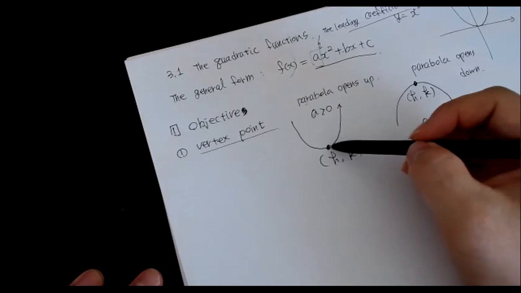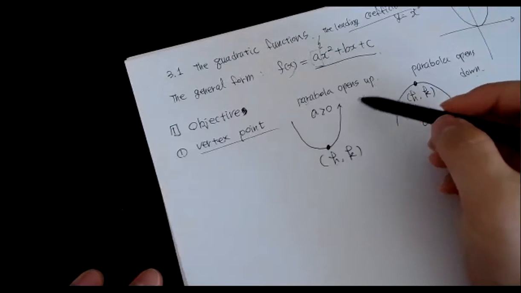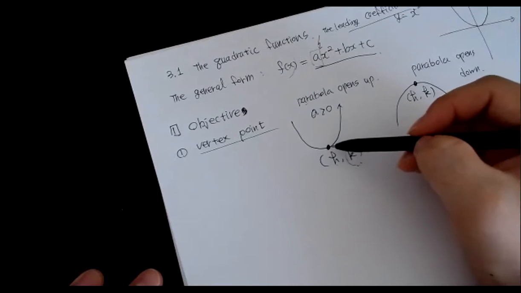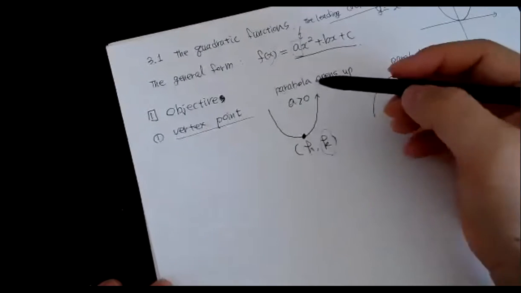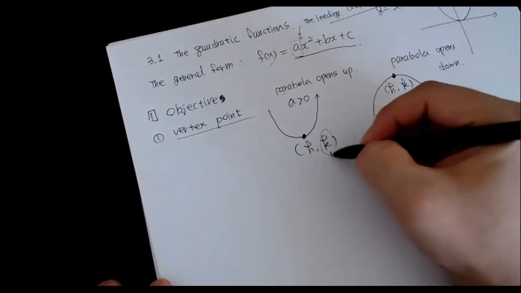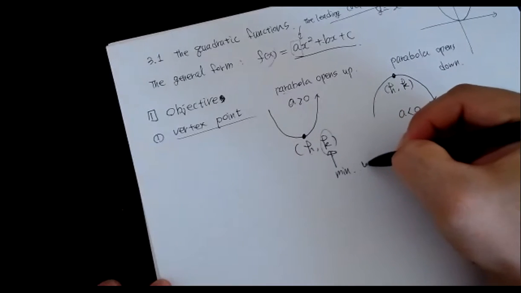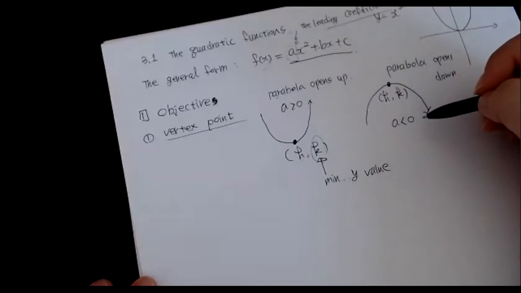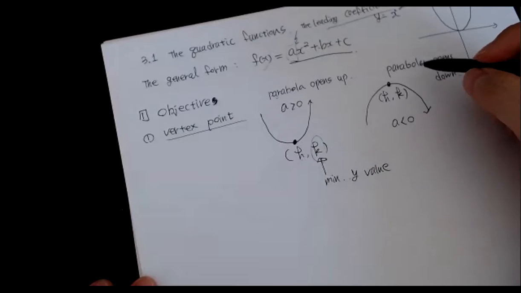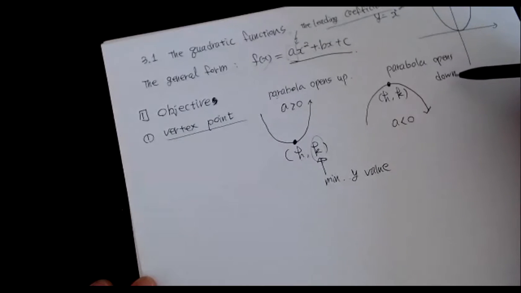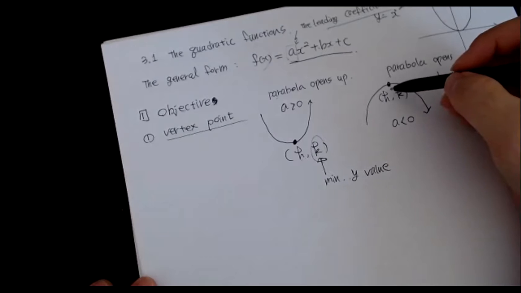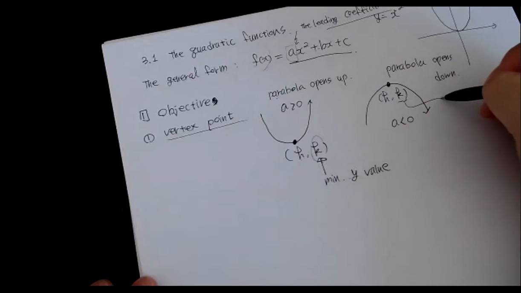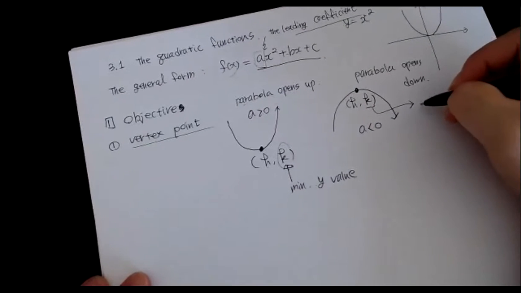In the case that the parabola opens up, the vertex point is the lowest point, so k must be the minimum y value. In this case, a is less than 0, so the graph of f of x is a parabola that opens down. The vertex point must be the highest point. It means that k is the maximum y value.